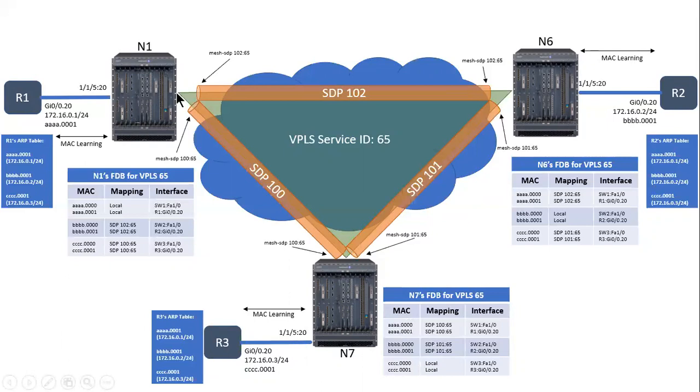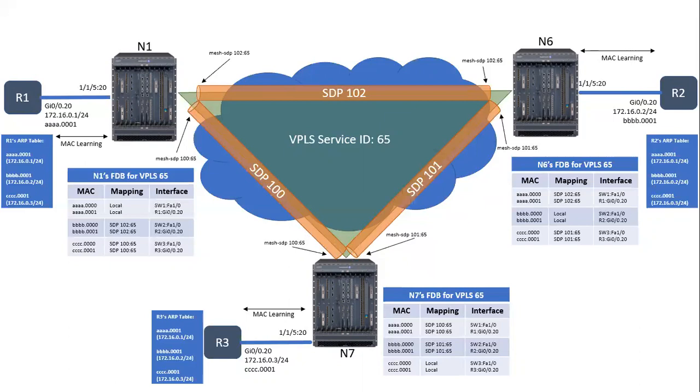Now, once we establish our service distribution points in a full mesh, then the provider edge routers begin to share this MAC address information, or they flood this MAC address information to the other provider edge router that's at the far end of our service distribution point. And of course, those mappings are saved in the VPLS's forwarding database as well.